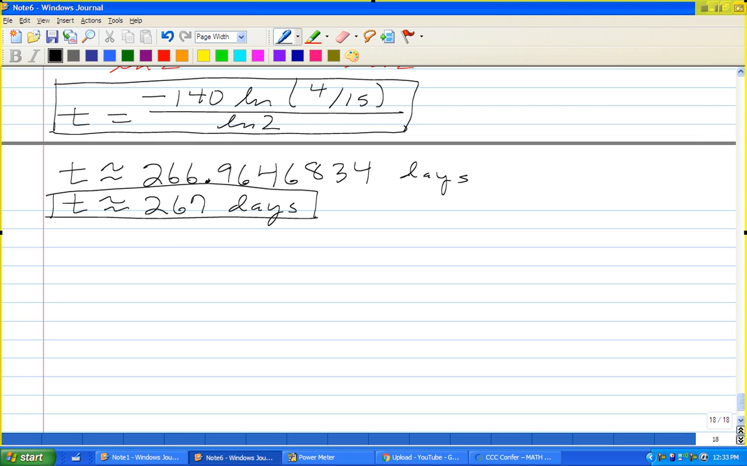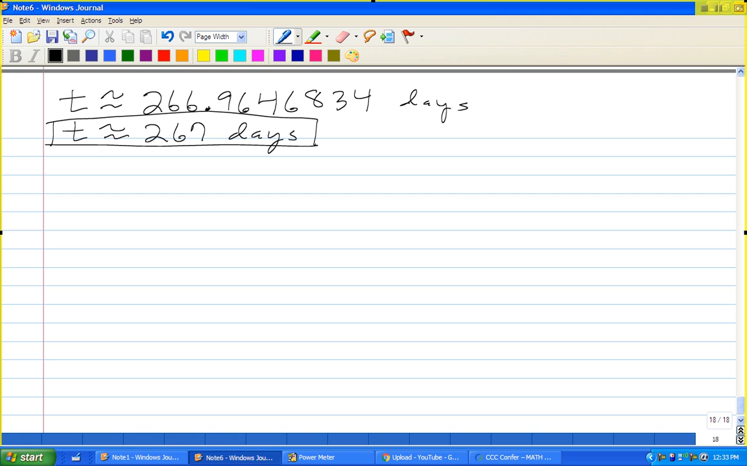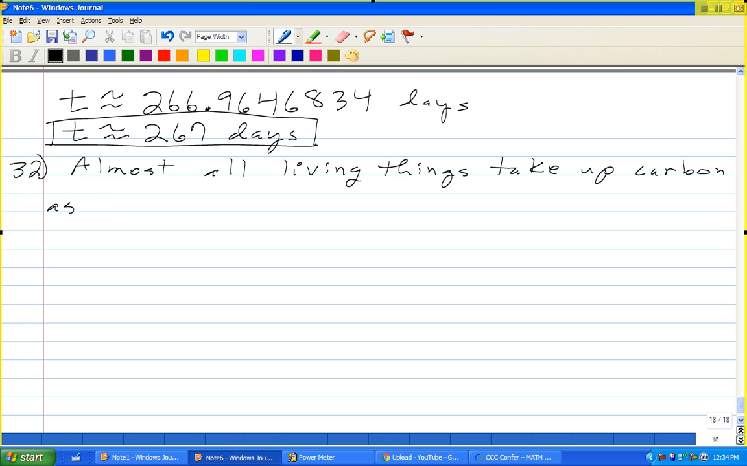Okay. Let me do problem number 32. Almost all living things take up carbon as they grow. The carbon comes in two forms.